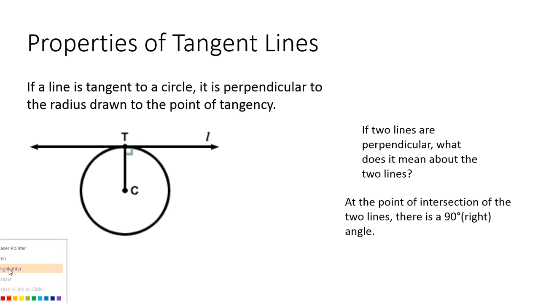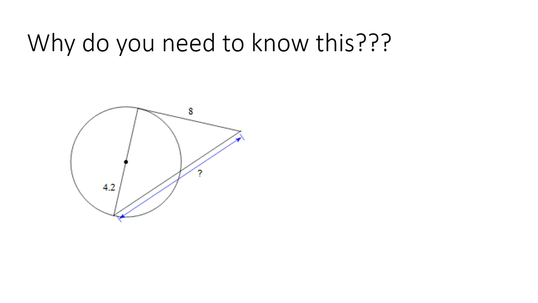So what this property says is that our radius TC would be perpendicular to line TL. So why do we need to know this?